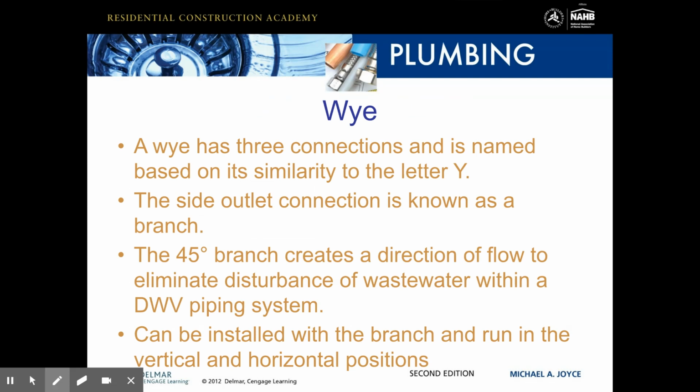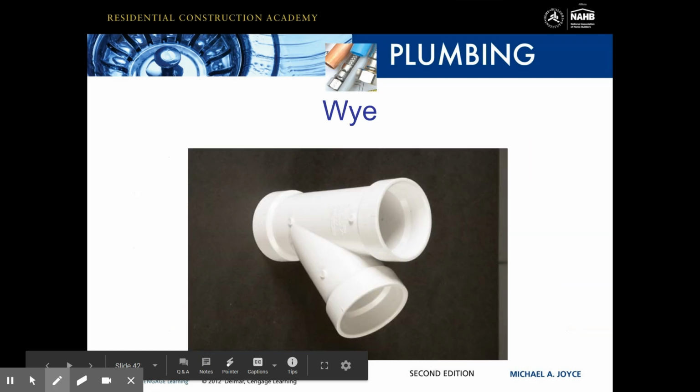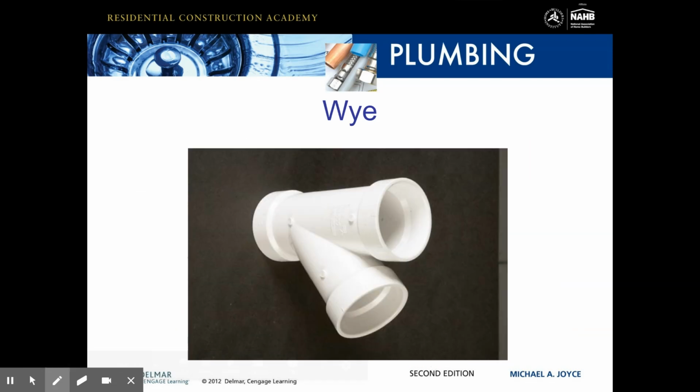A Y has 3 connections and is named based on its similarity to the letter Y. The side outlet connection is known as the branch. The 45-degree branch creates a direction of flow to eliminate disturbance of wastewater within a drain waste vent piping system. It can also be installed with the branch and the run in the vertical and horizontal positions. And here's a picture of a Y. And again, this can be installed in the vertical and horizontal position.